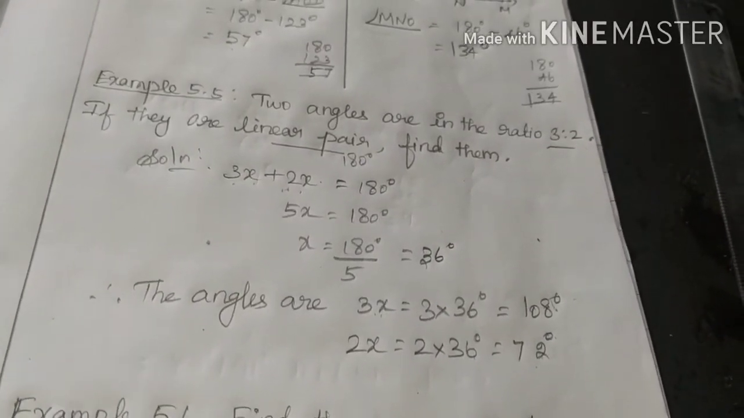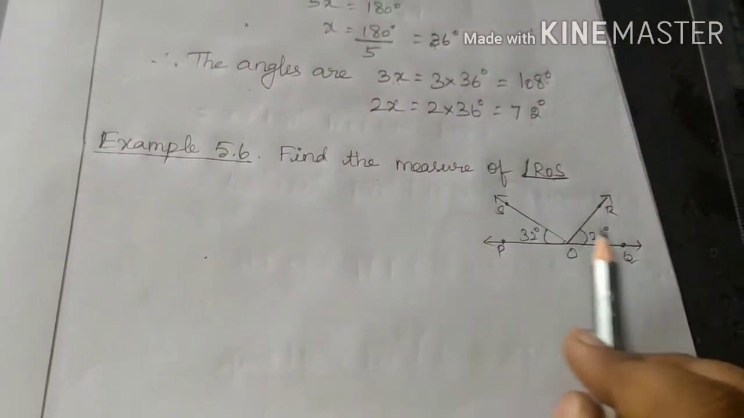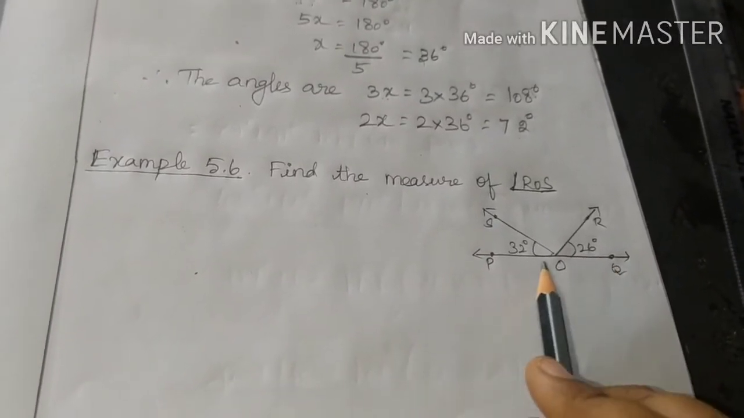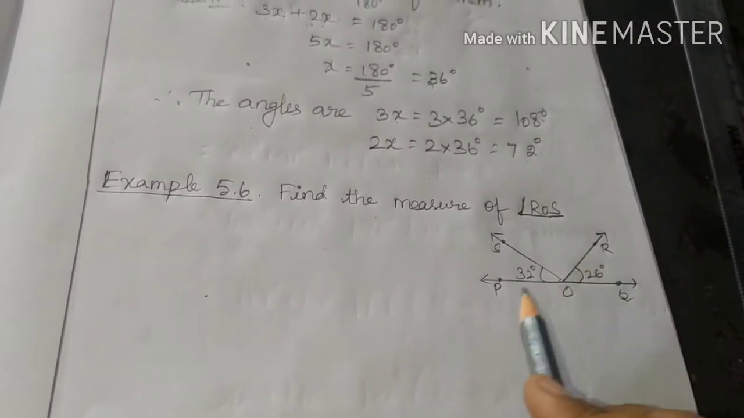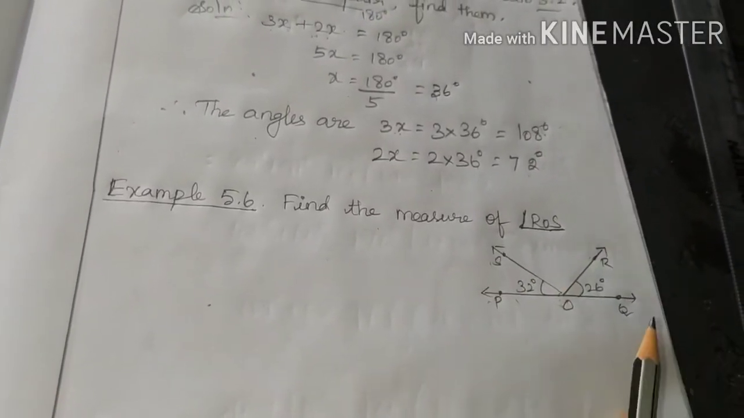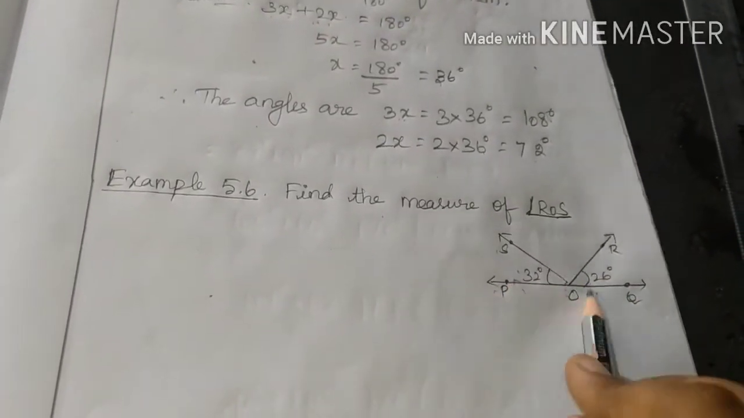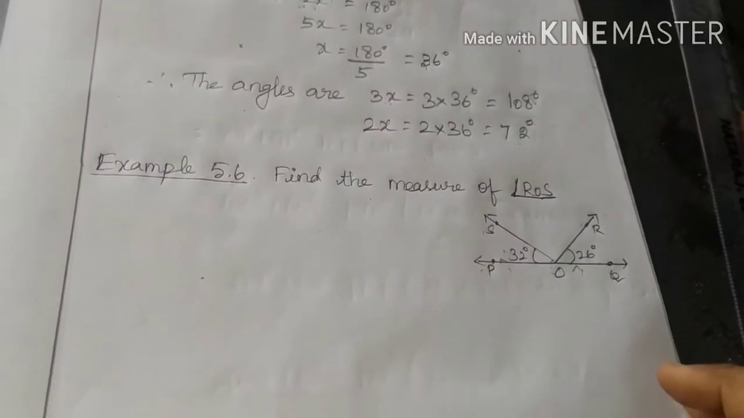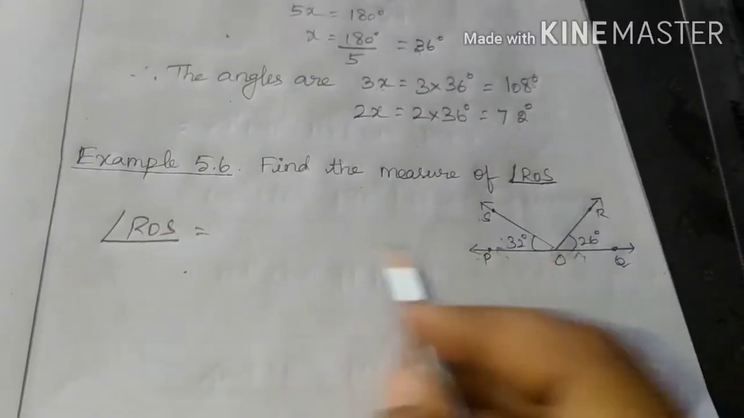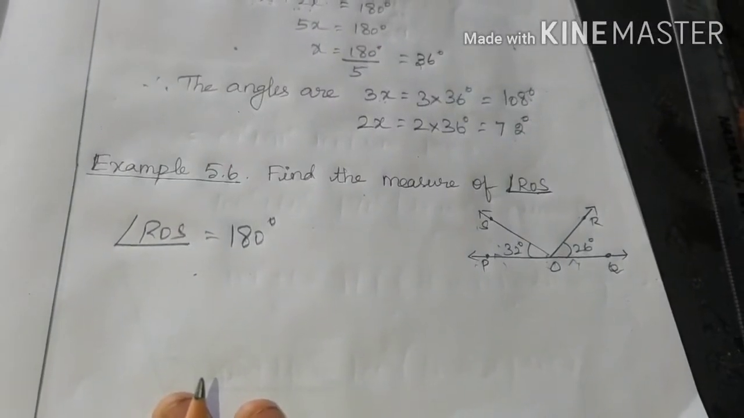Very much simple sums. So next is find the measure of angle ROS. Look at this. Here QOR is given, POS is given, and ROS in between is left. So a straight line is 180 degree, and 180 minus these 2 angles, we will get the answer. Angle ROS: a straight line means we will have 180 degree. POR is 180 degree.